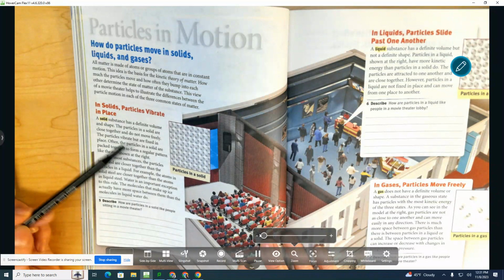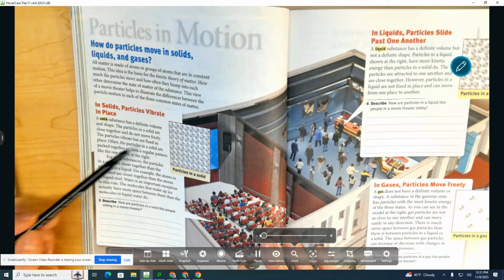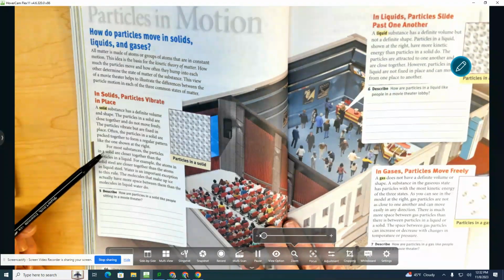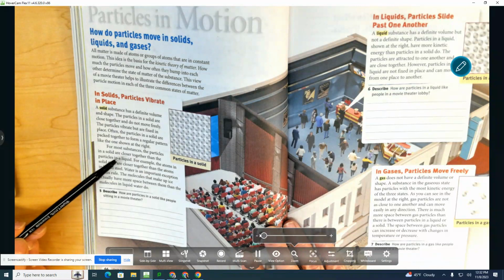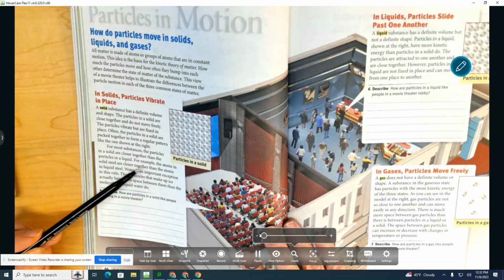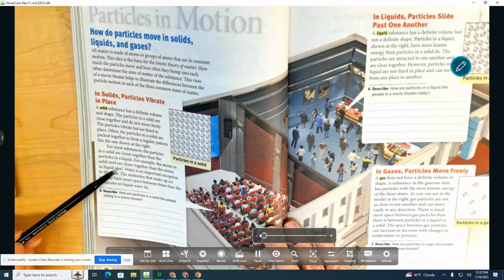Take a look at the picture. They do not move freely. The particles vibrate but are fixed in place. Often the particles in a solid are packed together to form a regular pattern like the one shown at the right. For most substances, the particles in a solid are closer together than the particles in a liquid. For example, the atoms in solid steel are closer together than the atoms in liquid steel.